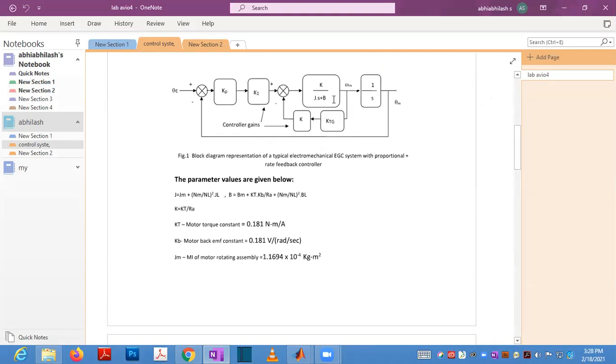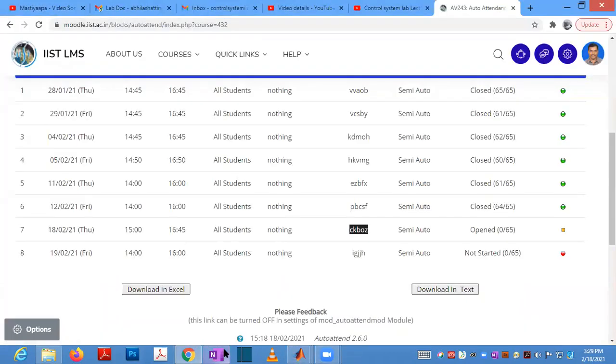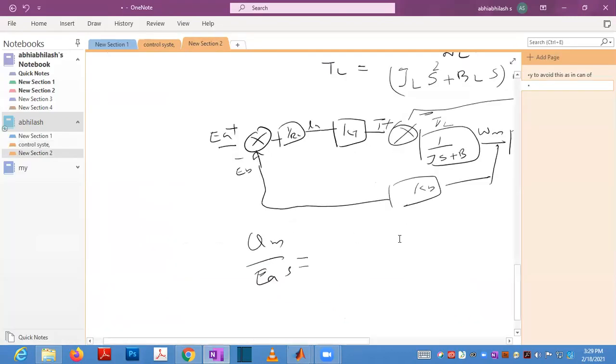K divided by Js plus B. That J is equal to Jm plus Nm divided by NL the whole square. And this B is equal to Bm plus Kt Kb by Ra plus Nm by NL the whole square into Bl. And this K is equal to Kt by Ra. And this 1 by S also will be there. So you will get this multiplied by 1 by S. All of you are getting like that.